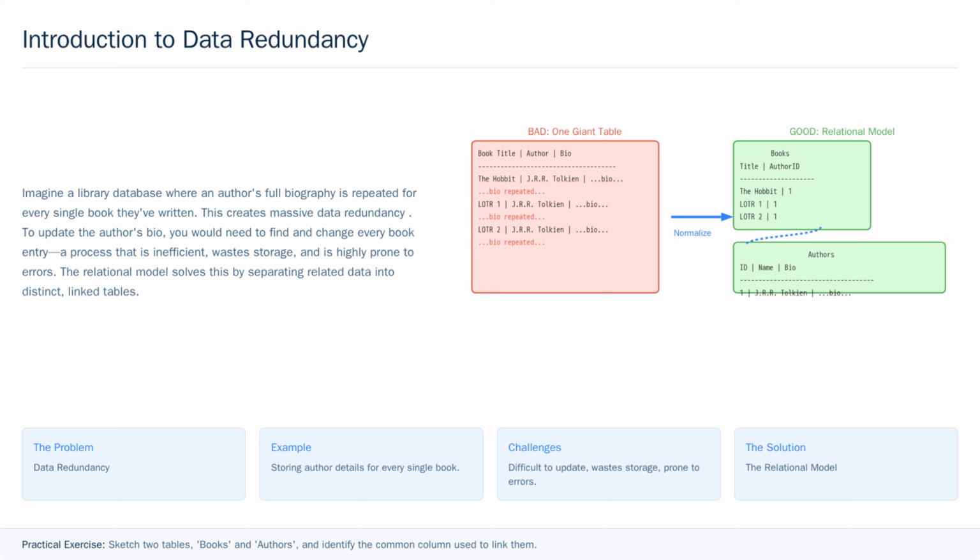A common question is, why not just have one massive table with all our data? Well, imagine a library. If we stored the author's name, biography, and publisher details next to every single book they wrote, we'd have massive amounts of duplicated, redundant data. This makes updates a nightmare and wastes space. The relational model solves this.